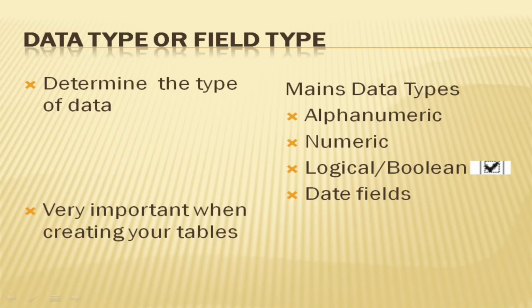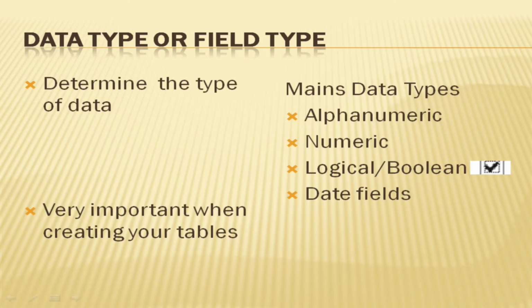They are alphanumeric, or text; you have numeric fields; you have logical or boolean fields, or data type; and you have the date field type or data type. An alphanumeric or text field will accept both numbers and text values. Remember that. Now, when to use the alphanumeric data type? If you want to enter text or a mixture of text and numbers, then the alphanumeric data type is perfect.